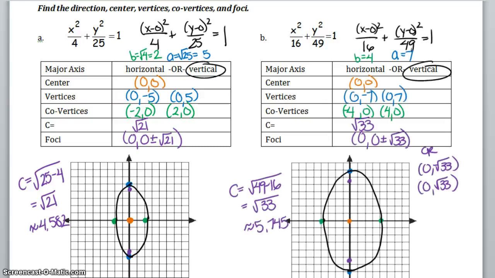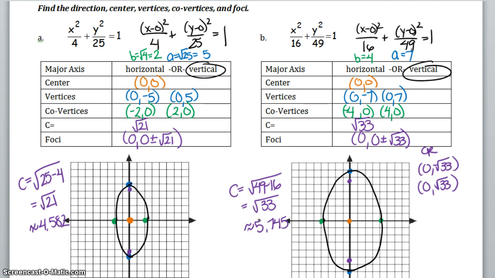Please now check your answer to example B. Again, because the 49 was the larger number in the denominator and it was underneath y, I have a vertical ellipse. My center was again 0, 0, and because the square root of 49 is 7, I had to move vertically from my center up and down 7 units to get my vertices. Because the square root of 16 is 4, I had to move from my center the other direction to get my co-vertices.